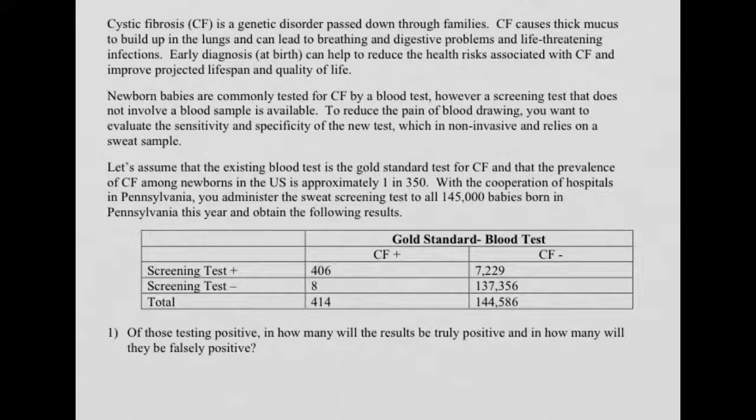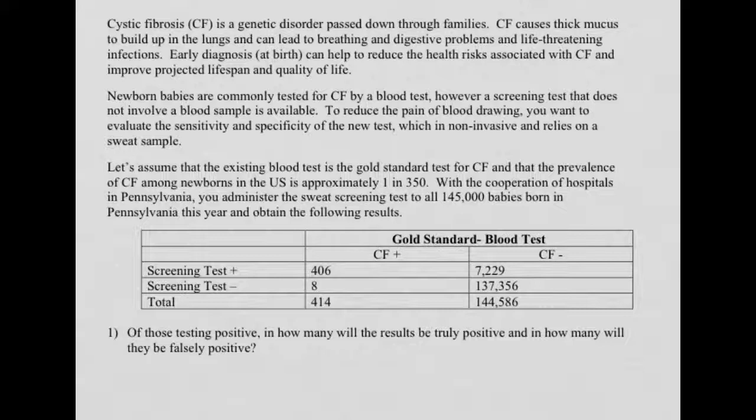Okay, so we're going to go through an example of assessing the qualities of a screening test. And so here's our problem. Cystic fibrosis, or CF, is a genetic disorder passed down through families. CF causes thick mucus to build up in the lungs and can lead to breathing and digestive problems and life-threatening infections. Early diagnosis at birth can help to reduce the health risks associated with CF and improve projected lifespan and quality of life. Newborn babies are commonly tested for CF by a blood test.